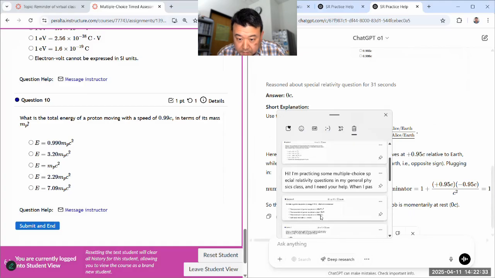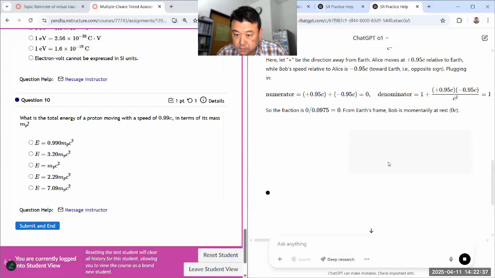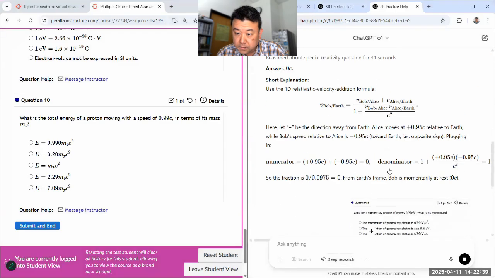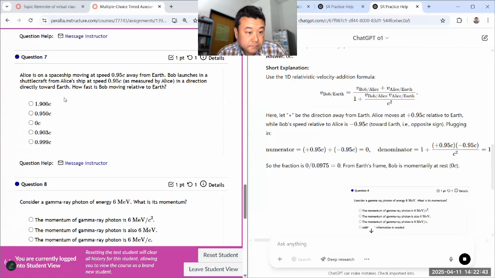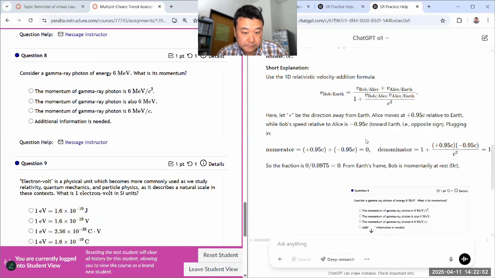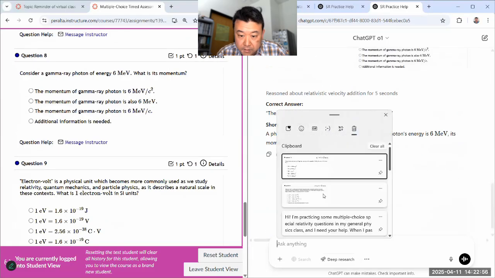So that was 7. I needed 8. 7. Bobby's momentarily at rest. Is that right? Unless that's what it's saying, right? I'm not misreading it. I'm not thinking about physics. I don't know if that's correct or not.